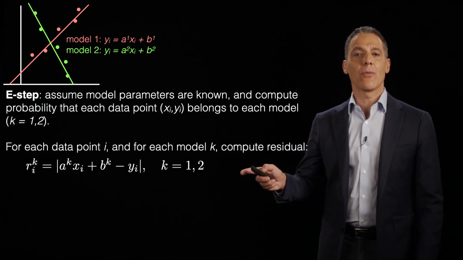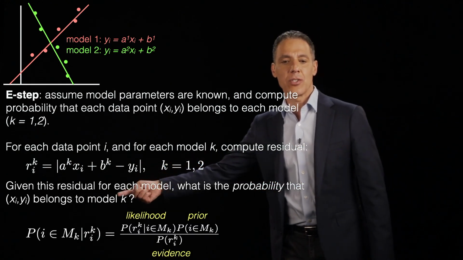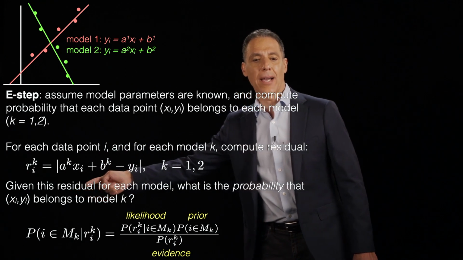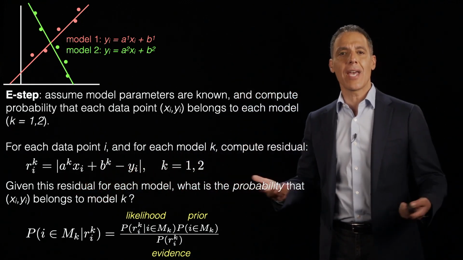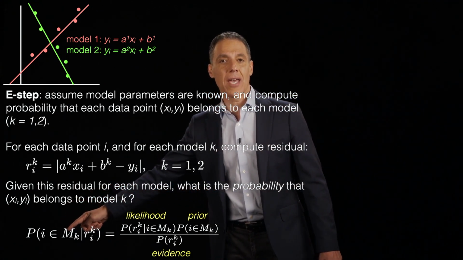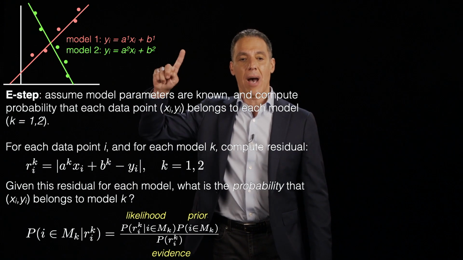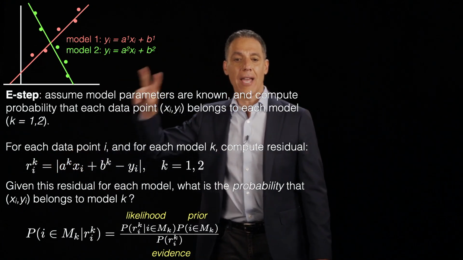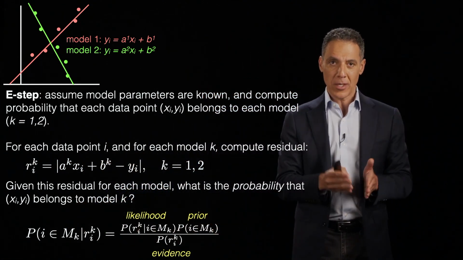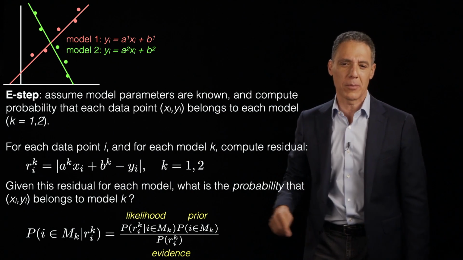Given this residual, we're now ready to compute the probability. So we're going to ask the following question. Given this residual, for each model k, what is the probability that the point x_i, y_i belongs to model k? And we can frame this as a conditional probability question. What is the probability that point i belongs to model k, m sub k, given the residual that I just calculated between the ith point and the kth model? Notice, by the way, that for every point I have two residuals because I have two classes. And I'm simply going to ask, what's the probability that this point belongs to model 1? What's the probability it belongs to model 2? Obviously, those have to sum to 1. So in the case of two classes, I only need one of those probabilities.